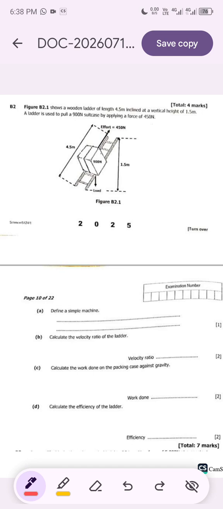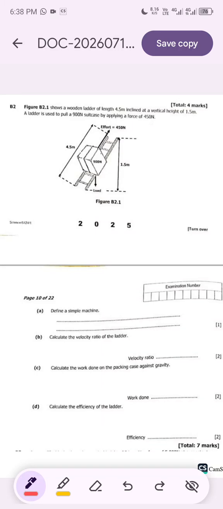Now question A is saying define a simple machine. What is a simple machine? It's just one mark, as you can see from the mark allocation there, and that also matters. A simple machine is basically a device that makes work easier to be done. That's how we define what a simple machine is. It is a device or an instrument that makes work easier to be done.